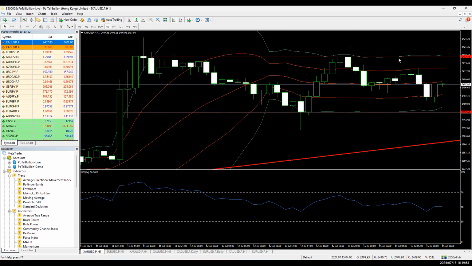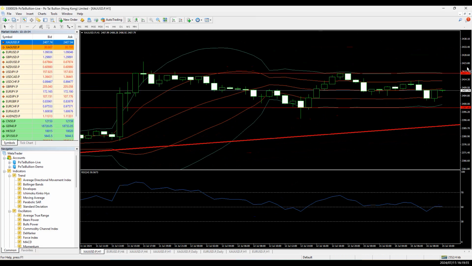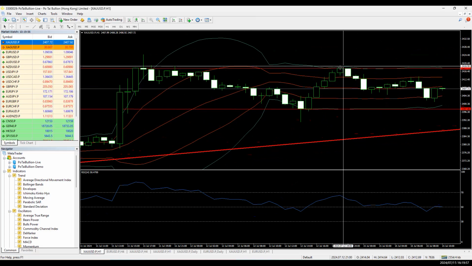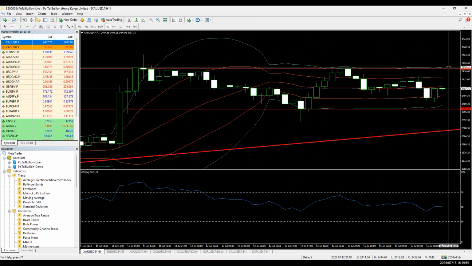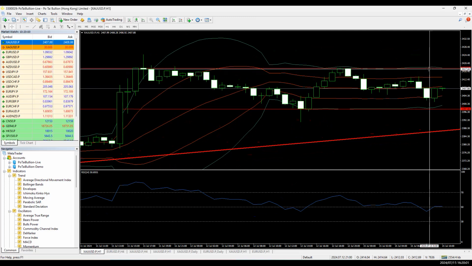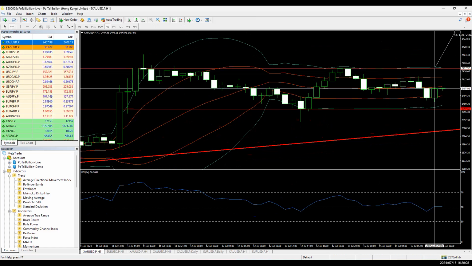If the bullishness continues, what I want to see is that the prices will break above this ranging market's resistance. 2417.7 is what needs to be broken. If that breaks above, then the continuation of more bullishness is going to occur.